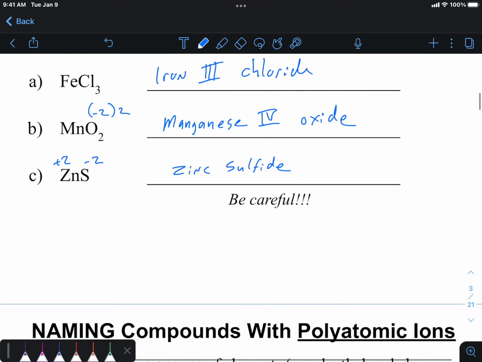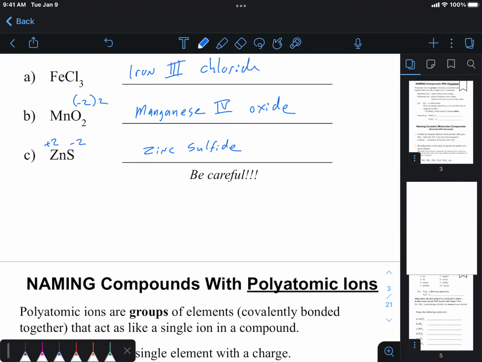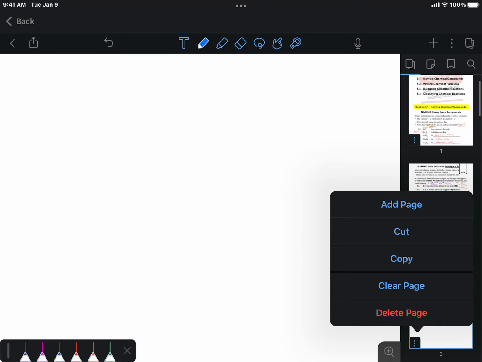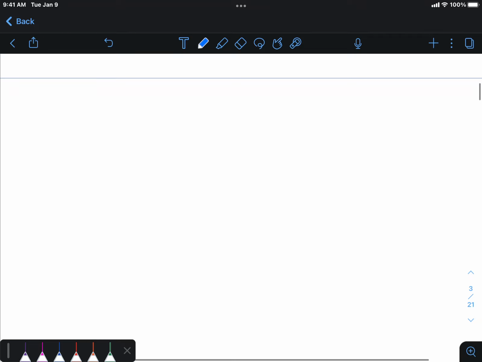All right. I'm going to make some space in here, and let's do a couple more. Try these on your own and see what you come up with.